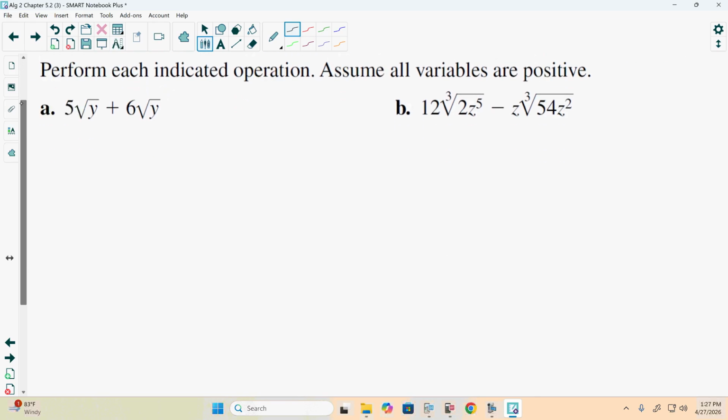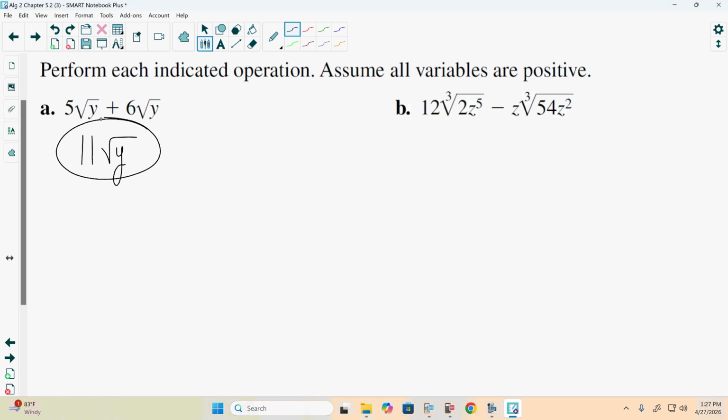Now we're going to perform each indicated operation, assume all variables are positive. 5 square roots of y plus 6 square roots of y. The square roots of y are the same. So 5 plus 6 is 11 square roots of y. We're good there. That's just like we started the lesson with, yes?